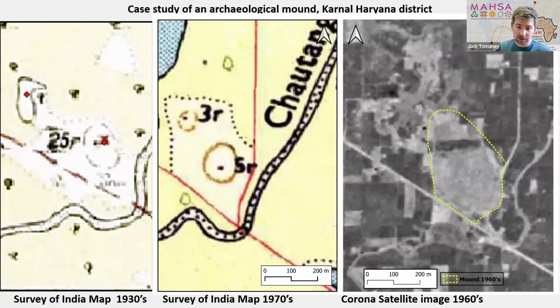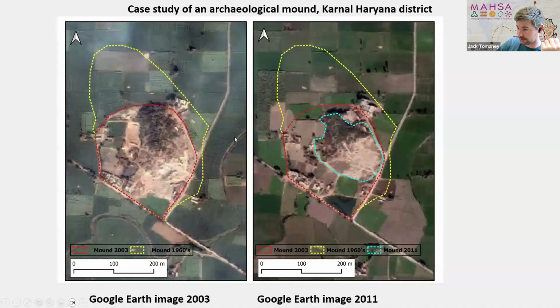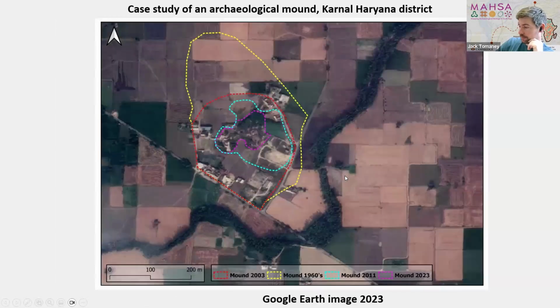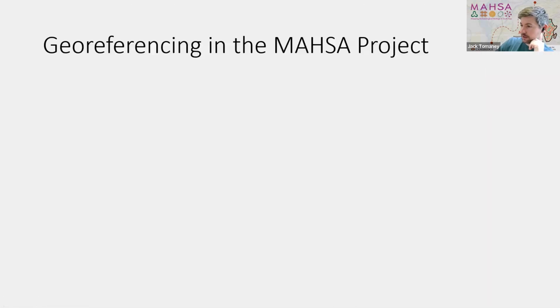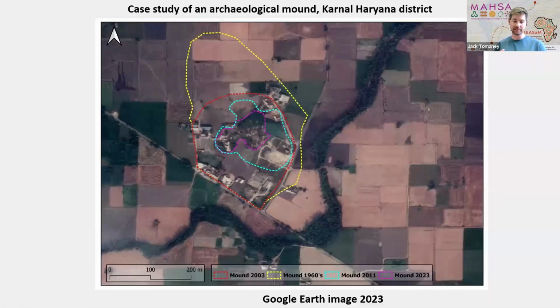A quick example of such is we have two georeferenced historic survey of India maps here, one from the 1930s on the left and one from the 1970s in the middle. They've been georeferenced along with the early Corona satellite imagery from the 1960s, all showing the same archaeological site. We can then also see a Google Earth image from the same site from 2003 and a Google Earth image from the same site in 2011 and from 2023. And we can use all of these together.